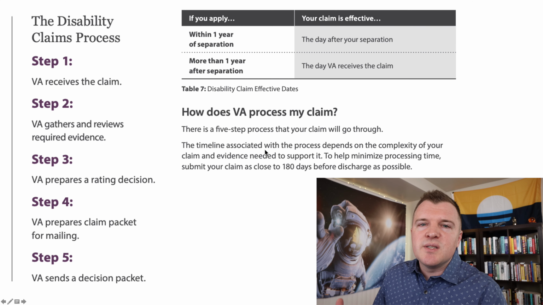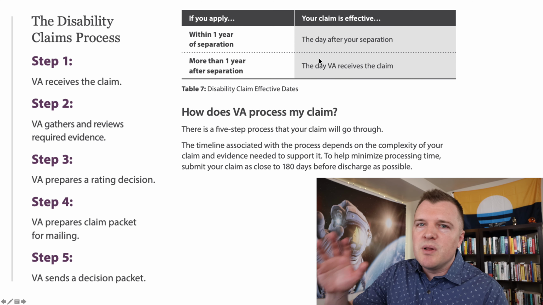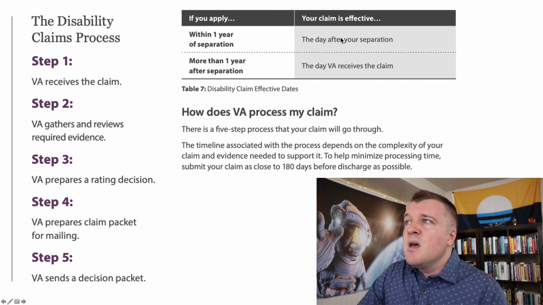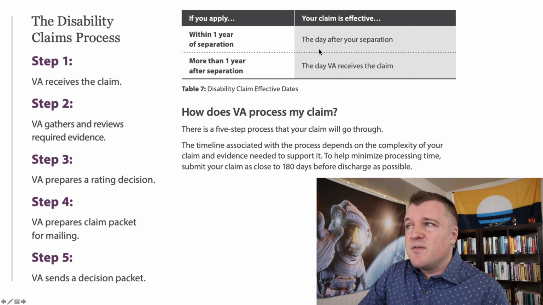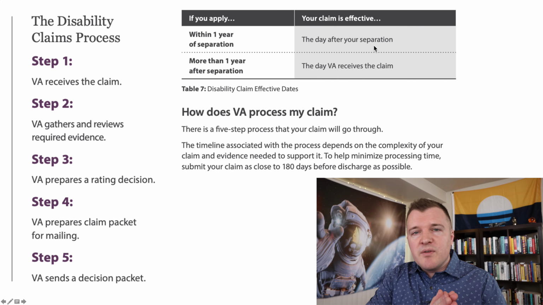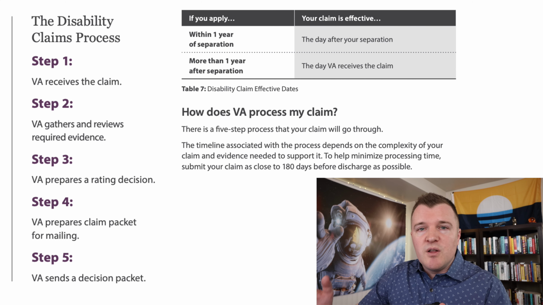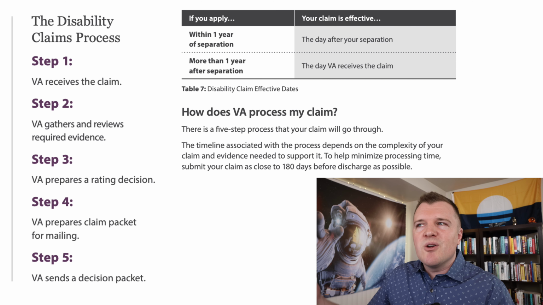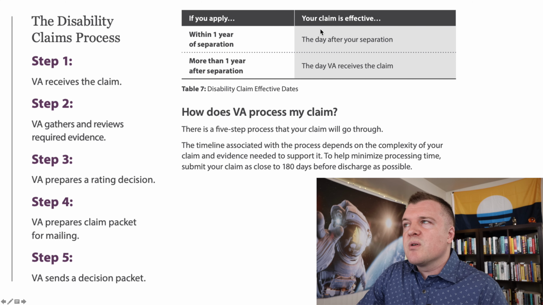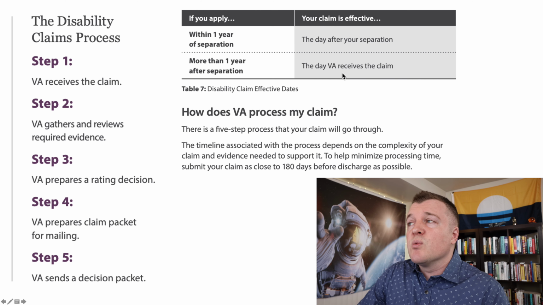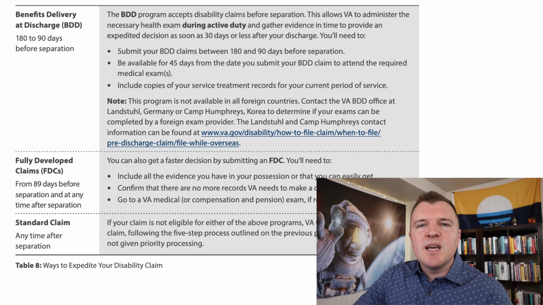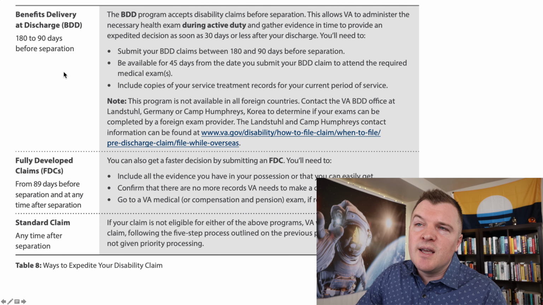And when your benefits and claim is effective is dependent on when you apply. So if you apply before separating or up to 1 year after separating, then your claim is effective at the day of your separation. However, if you have a condition that doesn't develop until later, or you don't want to go through the claim process until 1 year after your separation, then your claim is effective the day the VA received the claim.